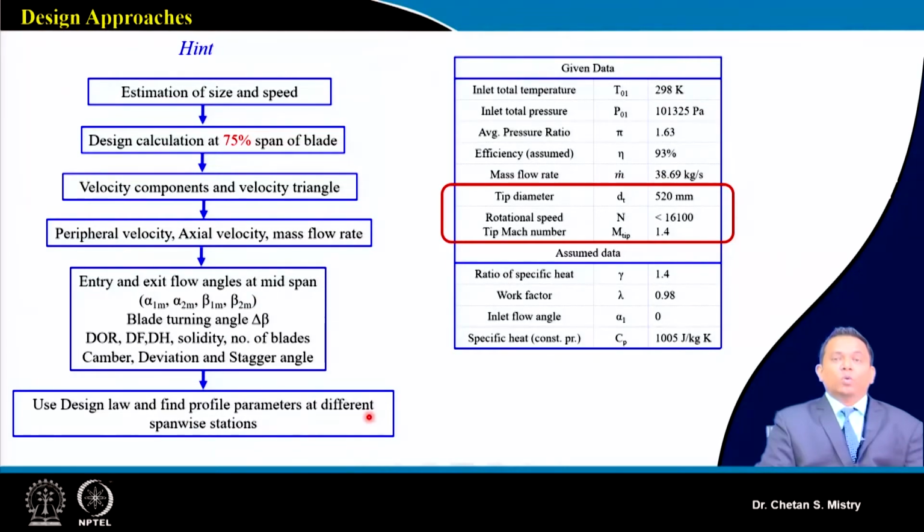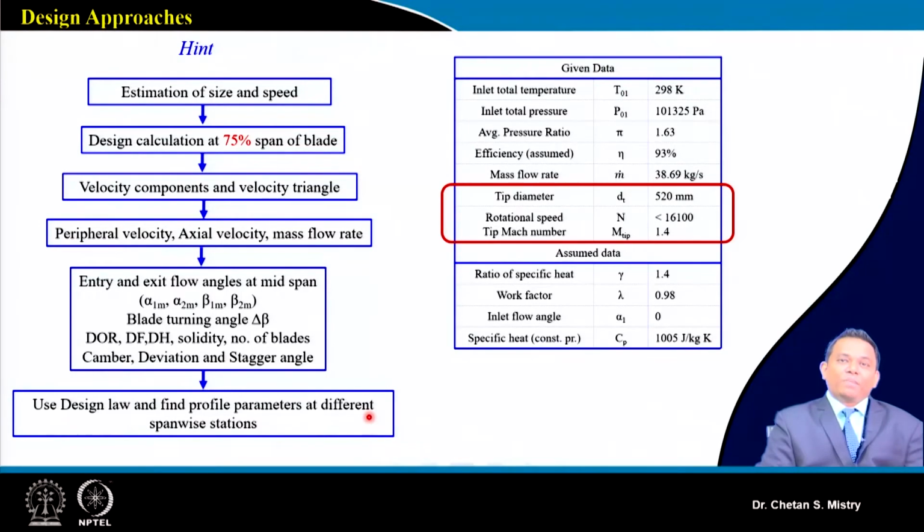So what we can do, we need to estimate the size and the speed, because we are not aware of what will be the dimensions for my blades, both for rotor as well as for the stator. Now what all calculation we will be doing for transonic compressor, we will be doing our calculation at 75% of our span.